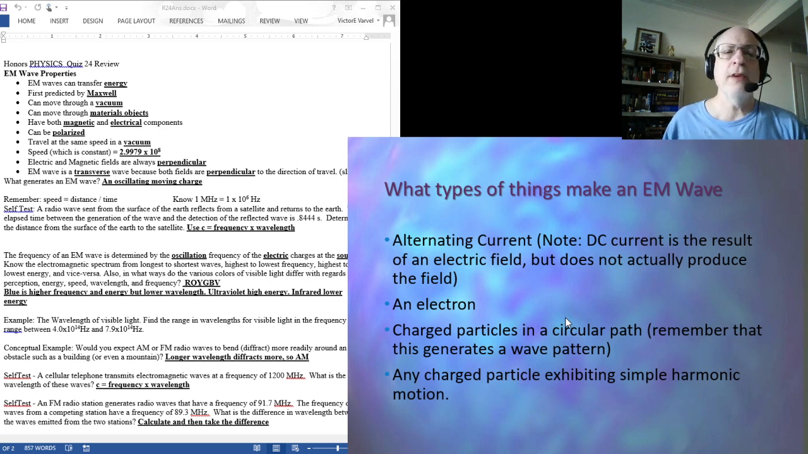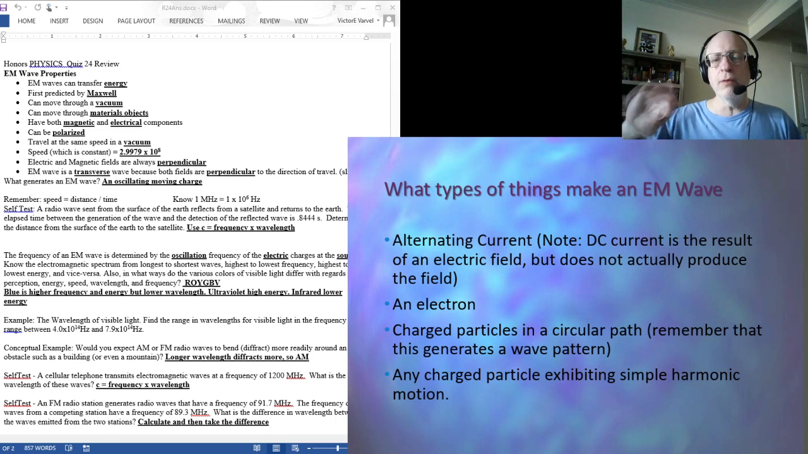So what types of things make an electromagnetic wave? Well, alternating current, or really any oscillating charge. Now, we talked about DC current before, and we had a magnet we were using in one of our labs. We used batteries to generate magnetic fields. But remember, we were moving the magnet. If they were just standing still, there wasn't really an effect. So it was the motion that generated that, and moving it back and forth generated the greatest effect.